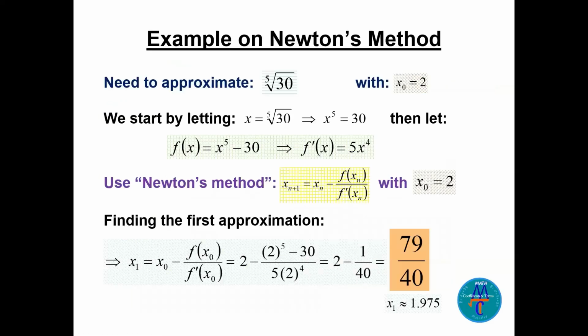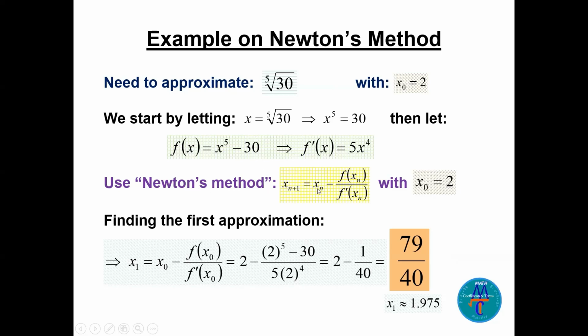Let's see one example here, and you can see the others in lecture number 14. Suppose we need to approximate the fifth root of 30 without using any calculators. And let's take the initial guess x sub 0 equal to 2. So I start here by letting x equal this number that I need to approximate. Raise both sides to power 5. So x to the power 5 will be equal to 30. And take 30 to the other side. Let's construct a function. f of x is equal to x to the power 5 minus 30. Find f prime: 5x to the power 4.